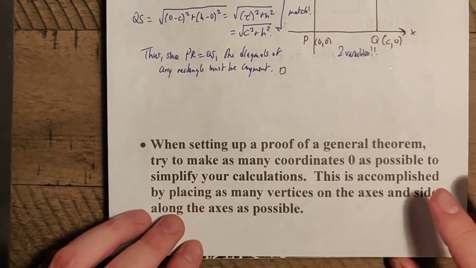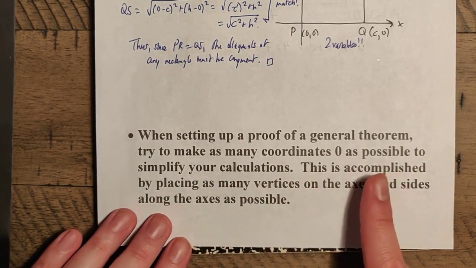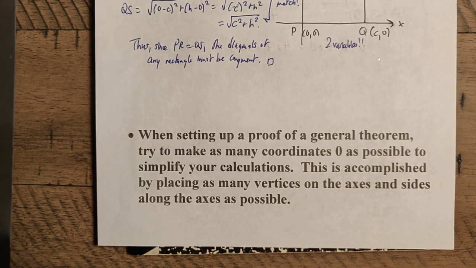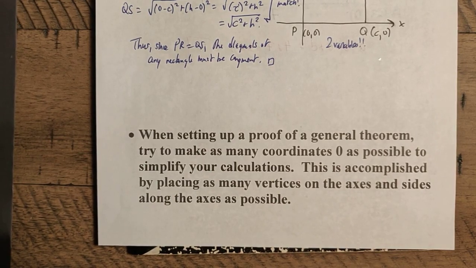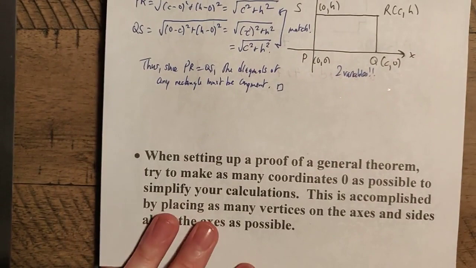So the idea behind this, and you can see when you're trying to set up a proof for a general theorem here, you want to try to make many coordinates 0, because zeros are relatively friendly numbers and they keep things nice. So you often accomplish this by placing as many vertices on the axis and sides along the axis as possible. Note that in your original setup here, you can place the figure wherever you like, right? And you can even put your sides wherever you like as well, just as long as you make sure that your general figure actually does satisfy what you're looking for here.